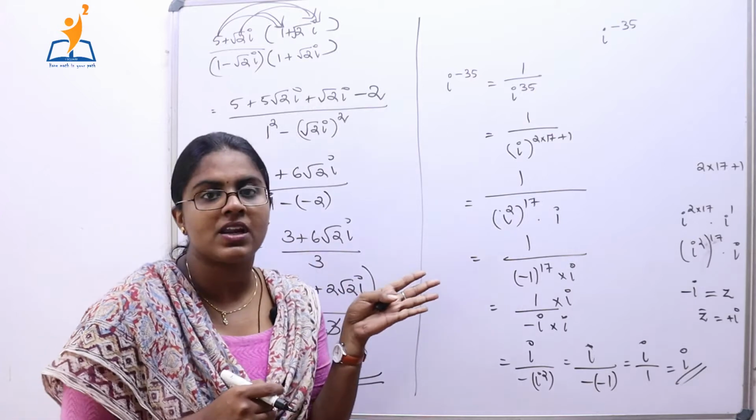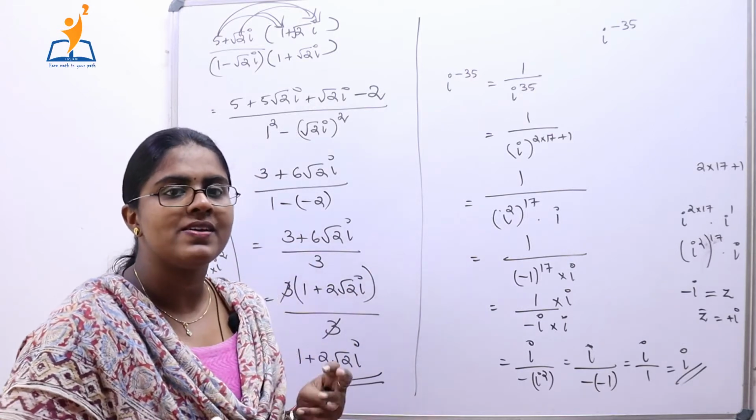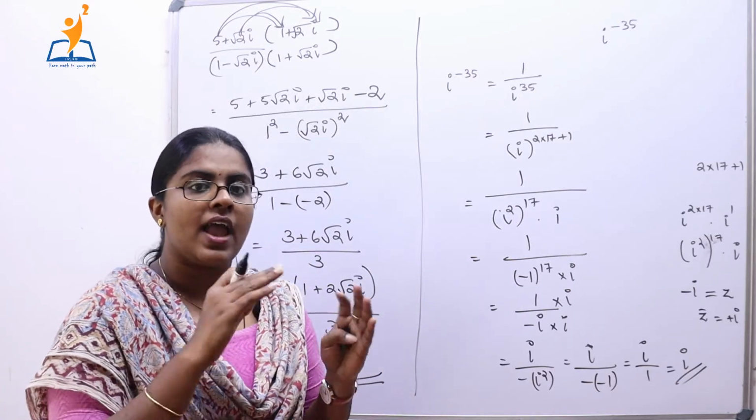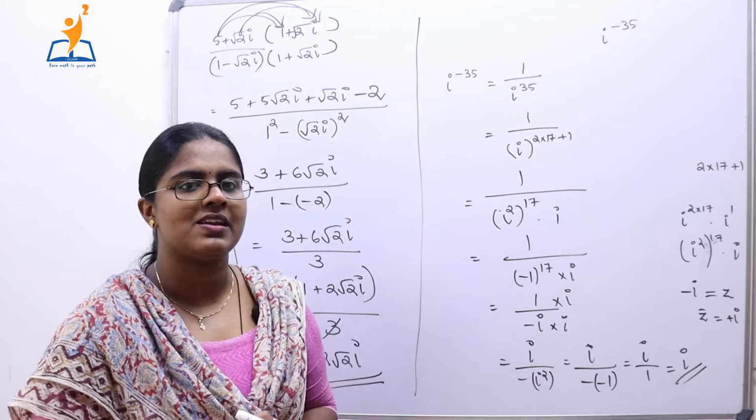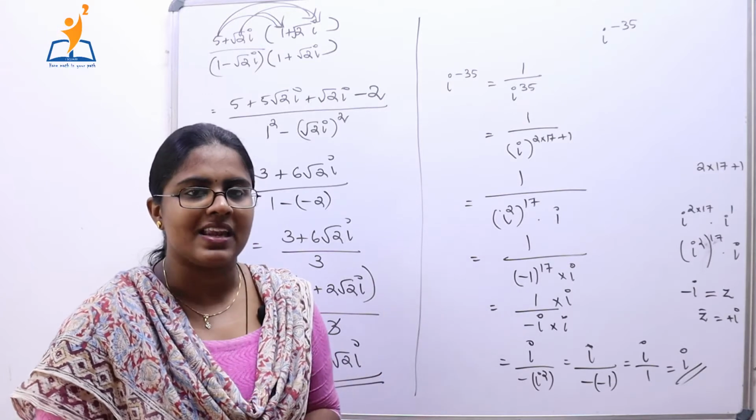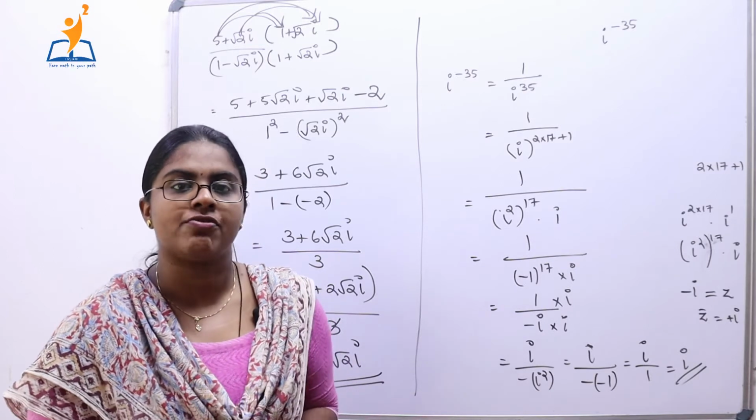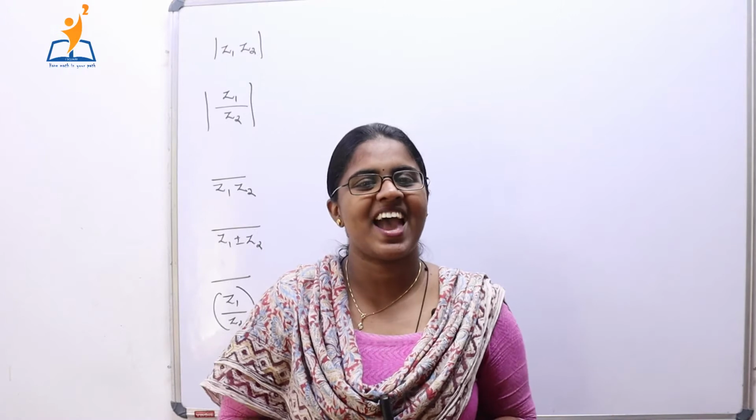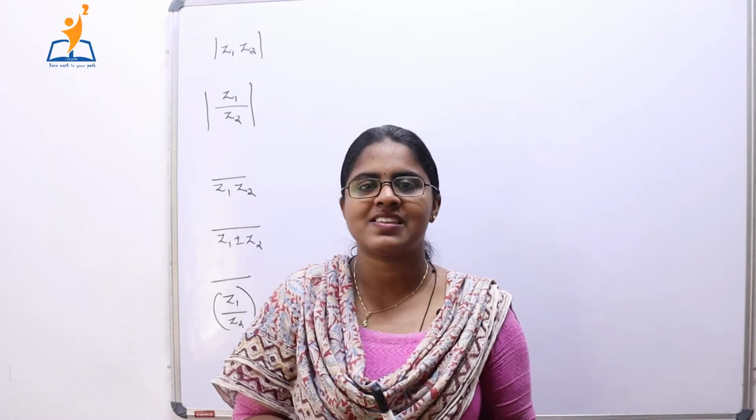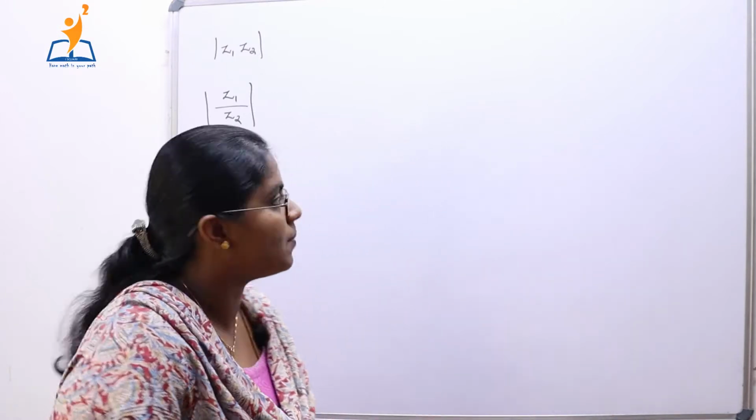We were given two complex numbers, and we were asked to find the a plus ib form of both of these numbers, and we have found it easily. Now let's look into some properties of modulus of a complex number. Here we have some properties of modulus and conjugate of a complex number.